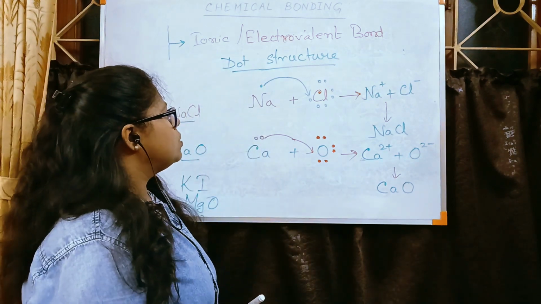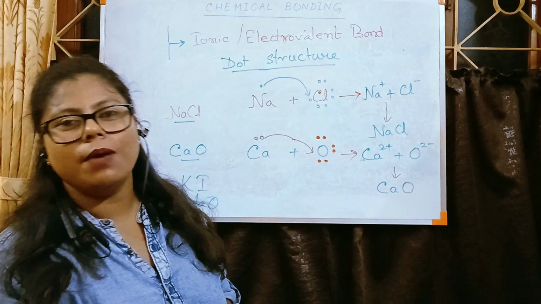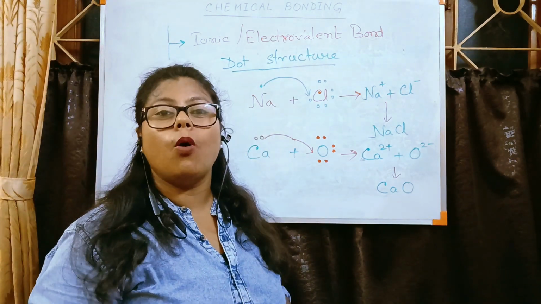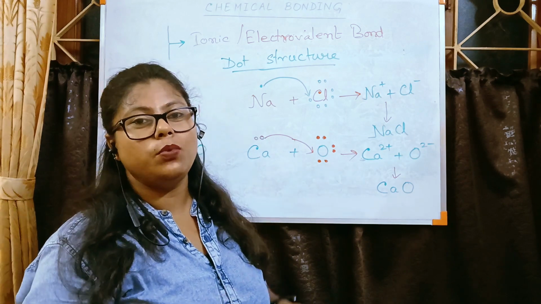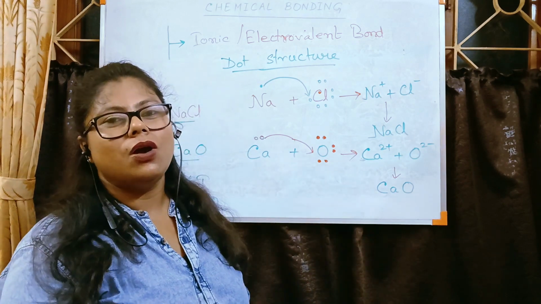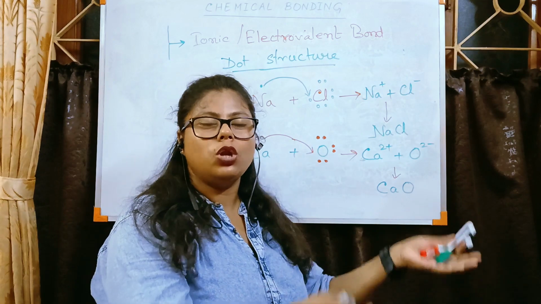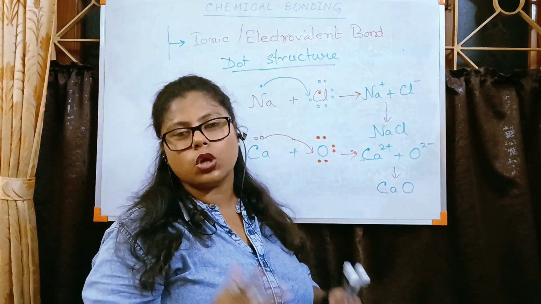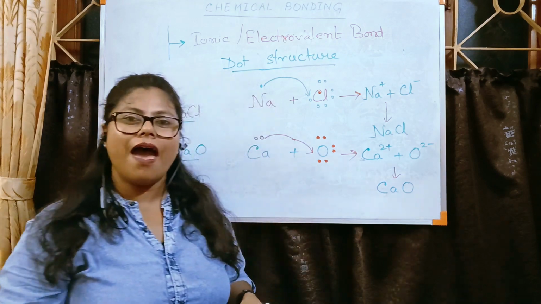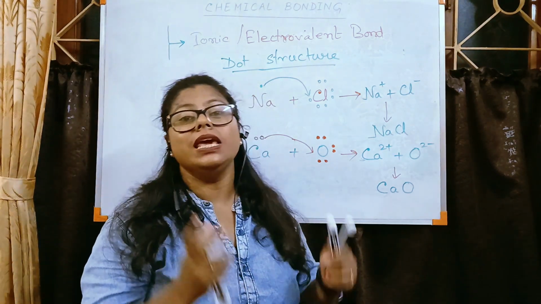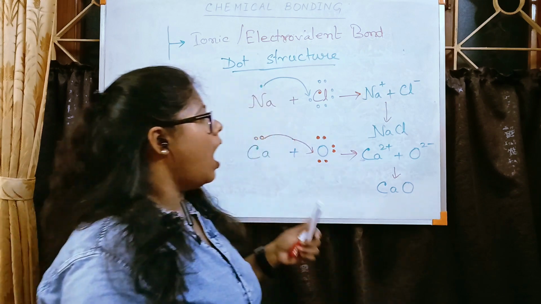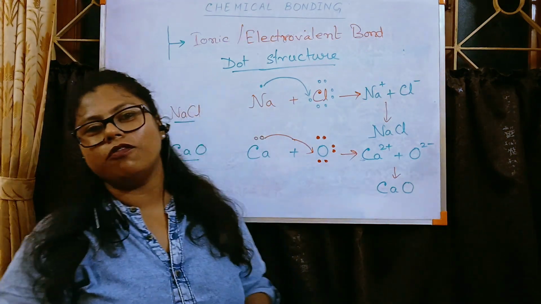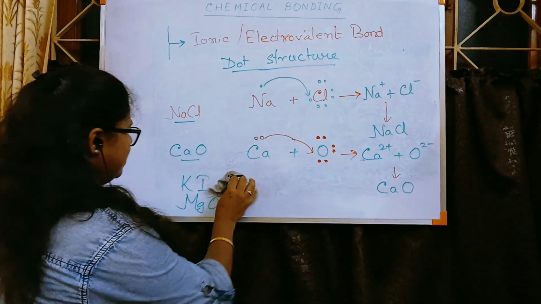Next, I hope I made you understand how and why this ionic bond takes place. It's a bond between a metal and a non-metal, where the metal will donate electrons and the non-metal will accept electrons, and that's why they develop a very strong electrostatic force of attraction, and then we get an ionic compound. Now after this, we are going to see the properties of this ionic compound. Let's see.